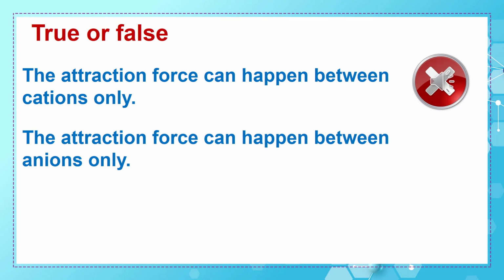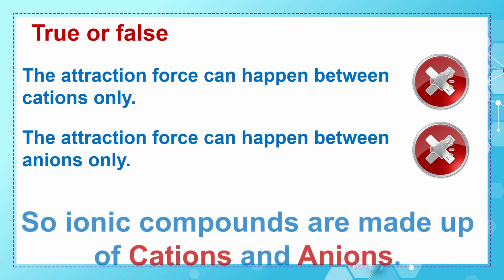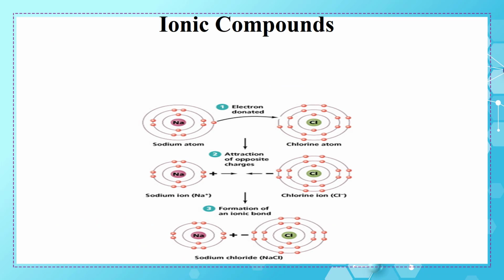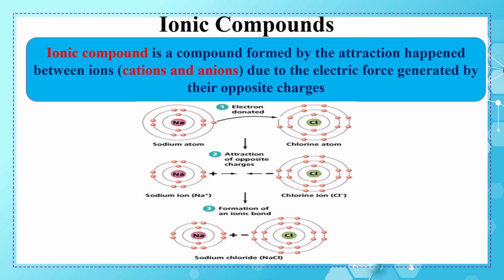The attraction force can happen between anions only. Also false, because they have the same charges, negative. So, ionic compounds are made up of cations and anions. An ionic compound is a compound formed by the attraction between ions. Which ions? Cations and anions. Due to what? Due to the electric force generated by their opposite charges. Keep in mind this definition, please.